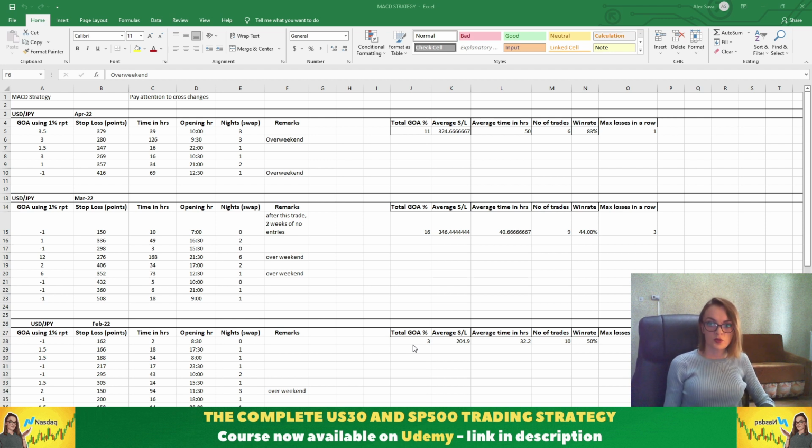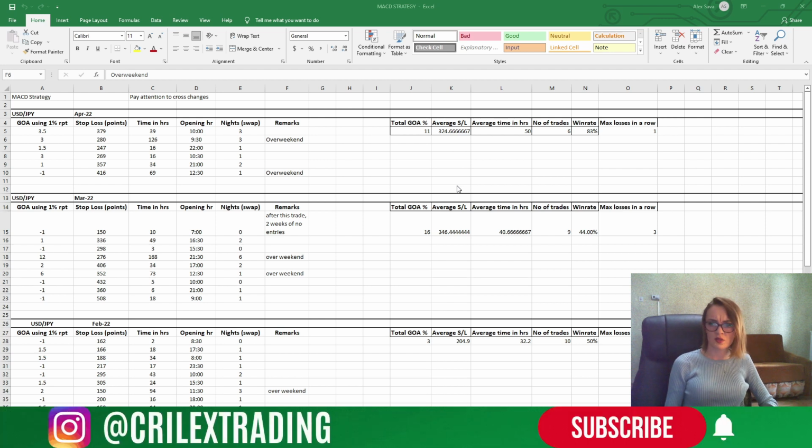Also, I marked here the average stop loss, because when I started to trade this strategy again, I was pretty concerned regarding these huge stop losses, but you can see that the actual average stop loss is somewhere around 300 points on USD JPY, or sometimes only 200 points. Regarding the average time in hours, this prepared me for the fact that I will have to pay overnight swap, and I will have trades open overnight or over the weekend, and this is pretty fine.